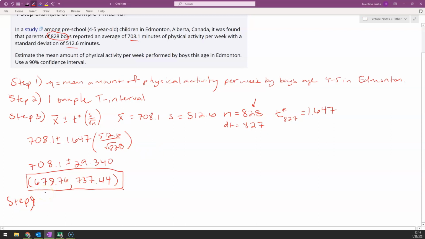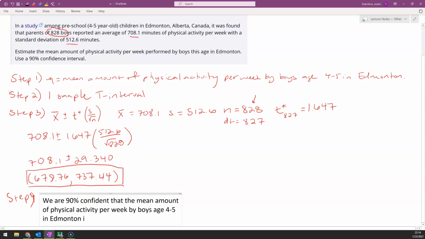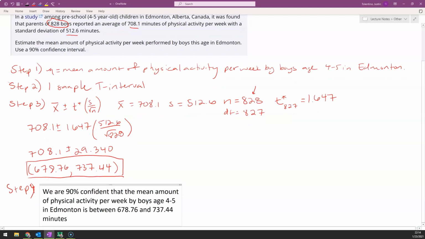So let's put this in here. I'll just type it out. In this case, we are looking at the mean amount. So we are 90% confident that the mean amount of physical activity per week by boys age 4 to 5 in Edmonton is between our interval, which is 678.76 and 737.4 minutes. And there's our 4-step process.